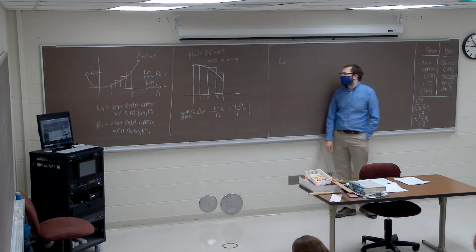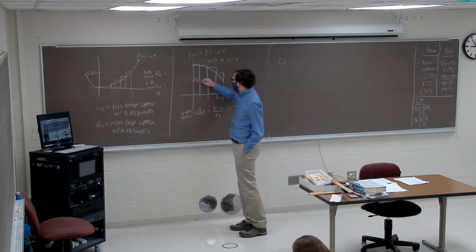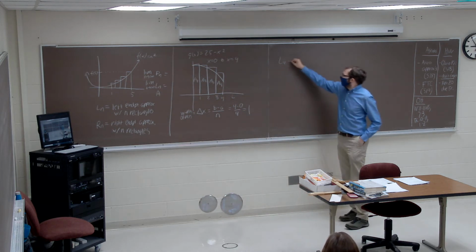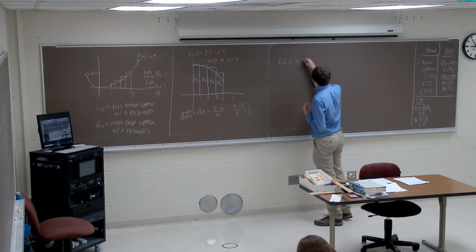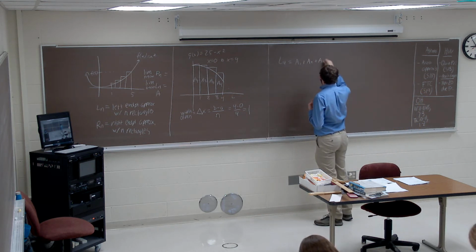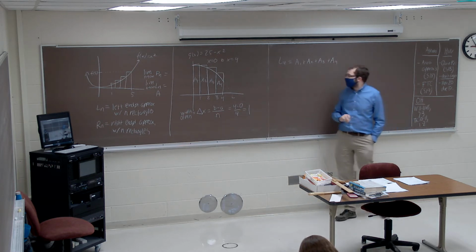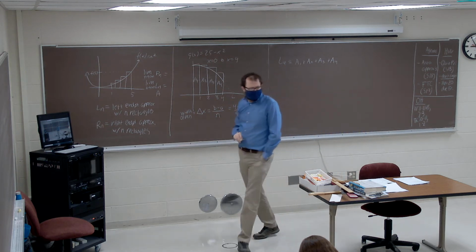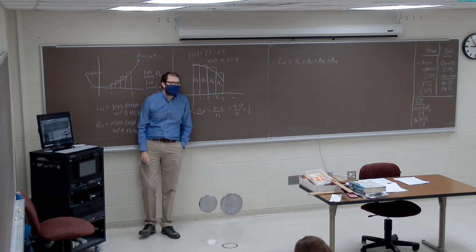So we have 4 rectangles, which I'll label A1, A2, A3, A4. And if we want to find our L4 area approximation, we're going to need to add together the areas of each of these rectangles. What's going to be the height of our first rectangle? Avery? F or g of 0.